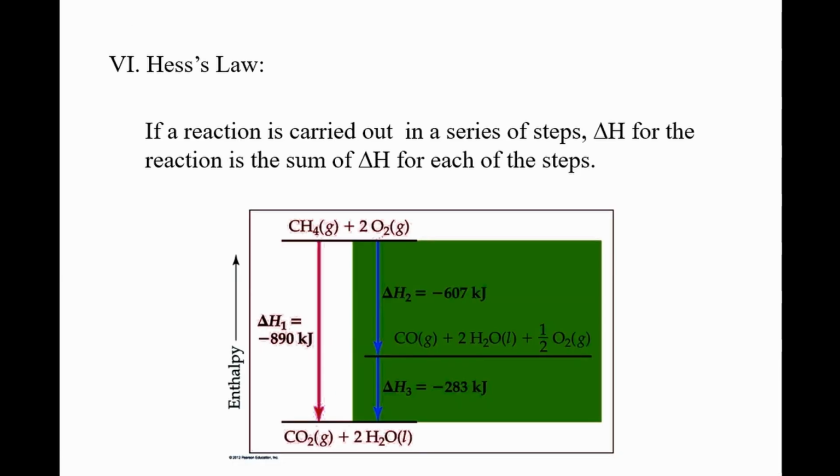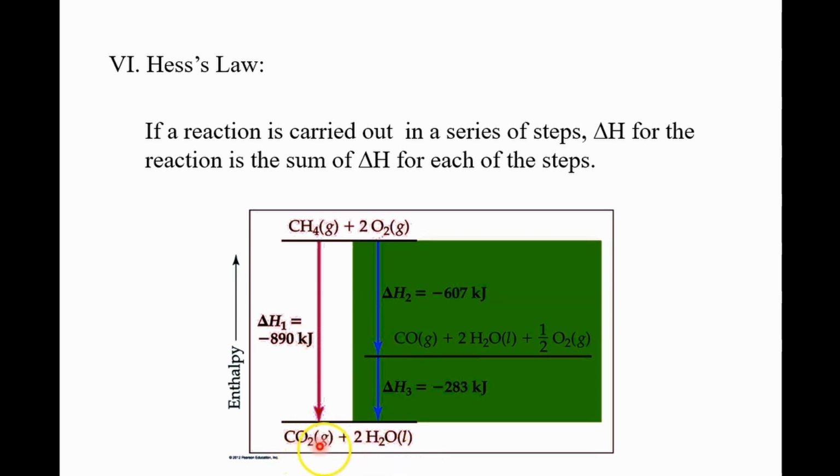So Friday, you had your crash course on Hess's law with that one example problem. So here's this idea of a series of steps again. If a reaction is carried out in a series of steps, the change in enthalpy for the reaction is the sum of the change in enthalpy for each one of the steps. And here we're looking at the combustion of methane. That's one of my favorites. I like heating my house with natural gas. And you can see here it is, negative 890 kilojoules.